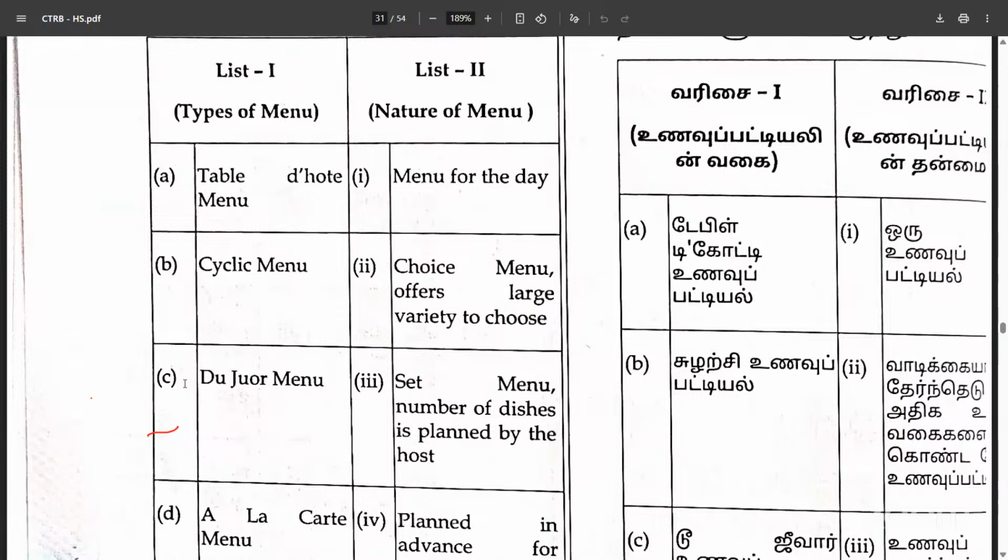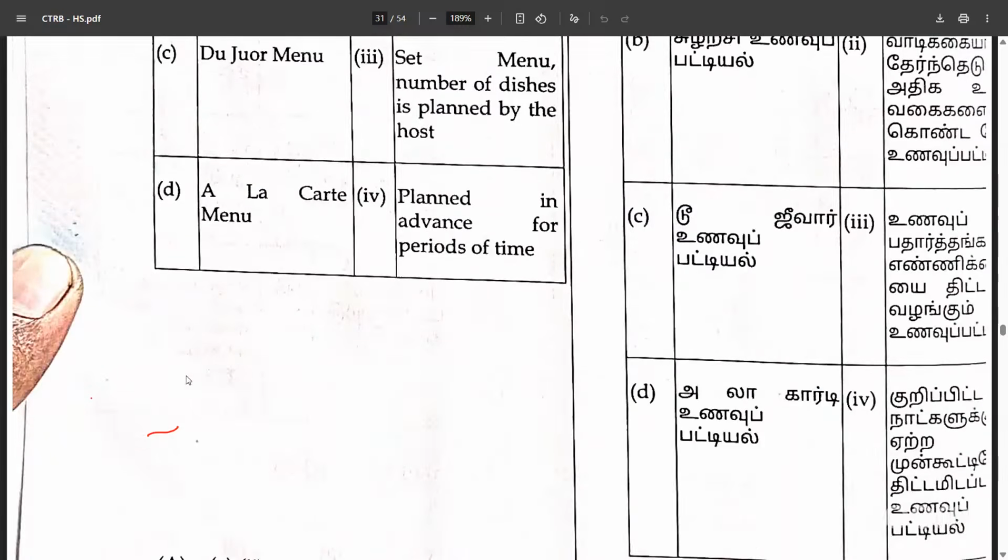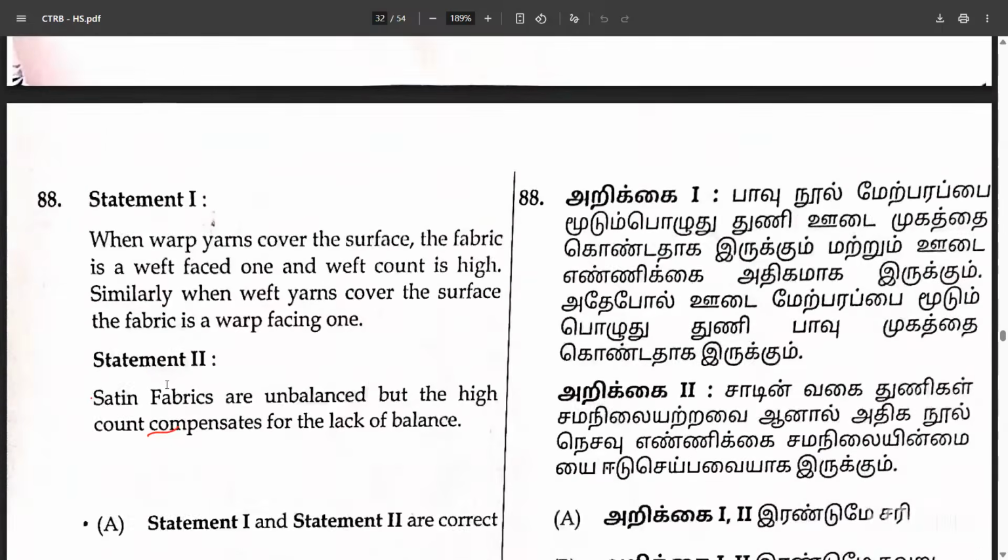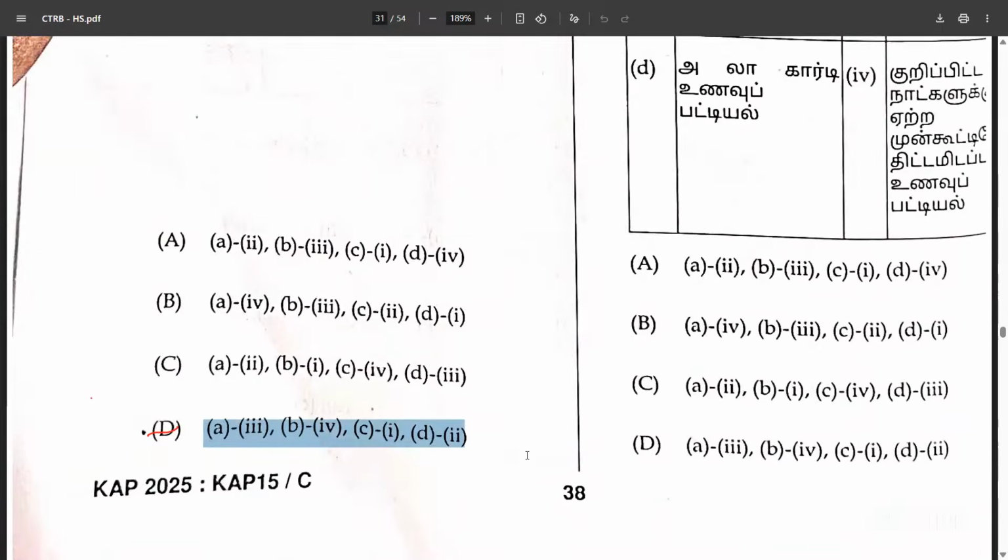Table d'hôte is the one where we have a set menu, the thali system that we have, North Indian thali, South Indian thali. So this is your table d'hôte. Coming to the next question, here the correct answer will be D.